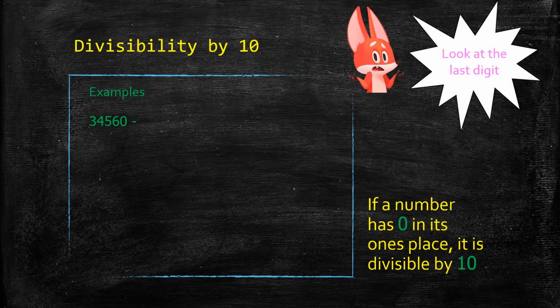Foxy says, look at the last digit. The digit in the ones place. We have 0 here. So divisible by 10. No 0. Not divisible by 10, and so on. Okay.